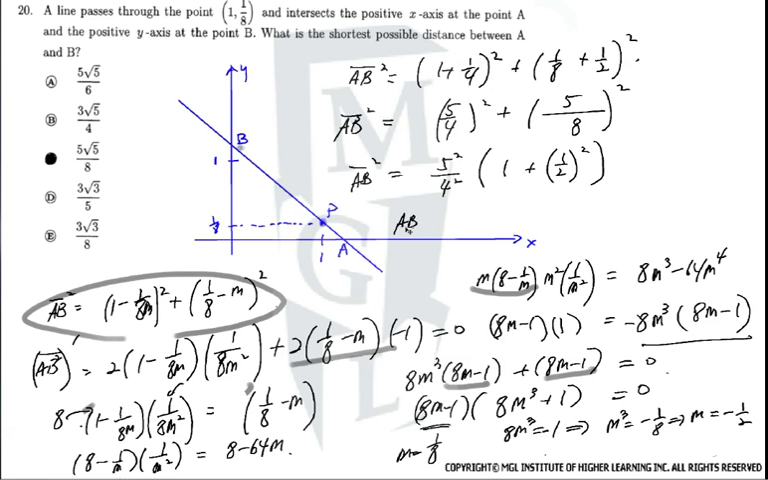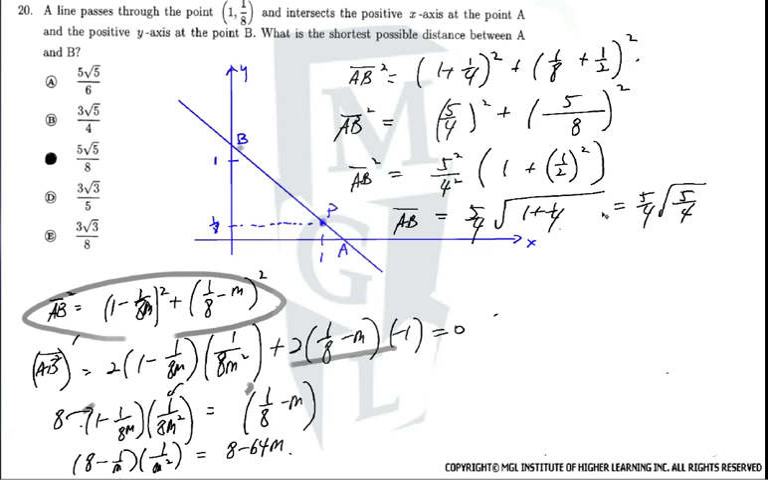So then AB will be, if you root both sides, 5 over 4 root of 1 plus 1 over 4. If you add that, you get root of 5 over 4. Okay, so root of 4 is 2. So it's 5 over 8 root of 5.